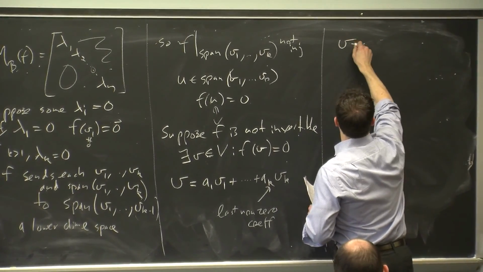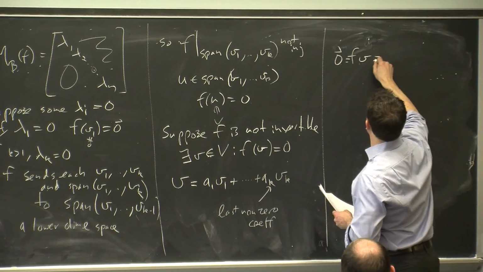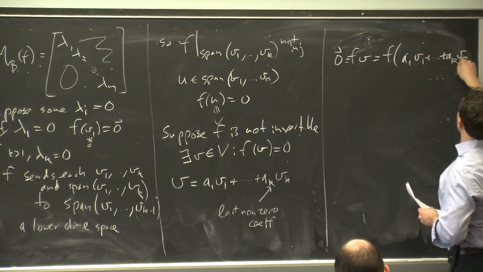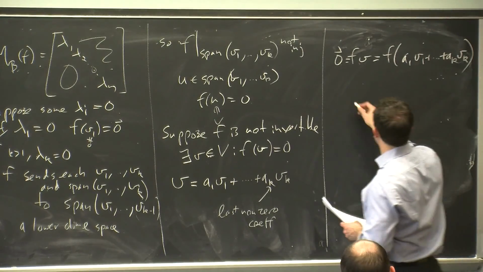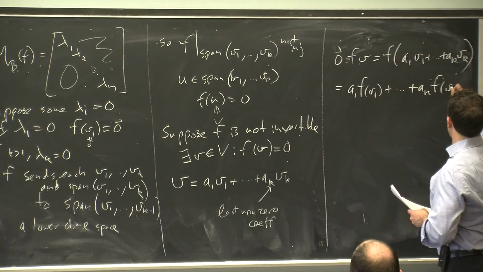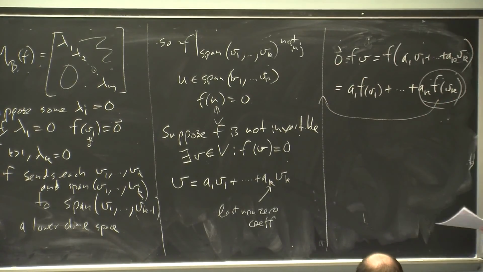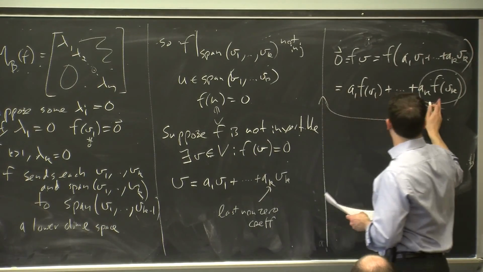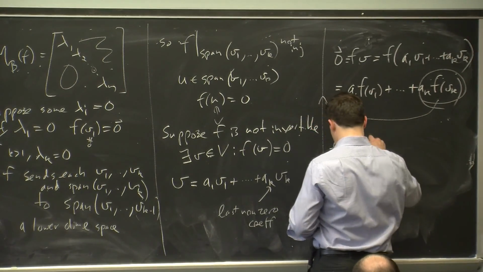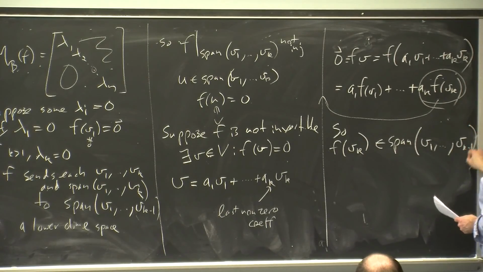Then v is equal to this linear combination, and that means 0 equals f of v equals f of this linear combination, and since f is linear, I can push it through: a1 f of v1, up to ak f of vk. I could take this ak f of vk and move it to the other side by subtracting it. So then what I've done is, and this is non-zero, I've expressed f of vk, whatever it is, as an element in the span of the vectors that come before it, v1 up to vk minus 1.